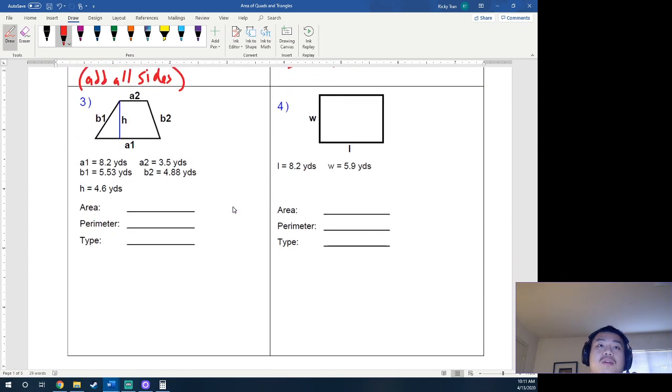All right. So number 3. This time we are going over trapezoid. Okay, this is a trapezoid. I'm gonna start using different colors. So the area of a trapezoid is base 1 plus base 2, or in this case, A1 plus A2, divided by 2, times height. Okay?